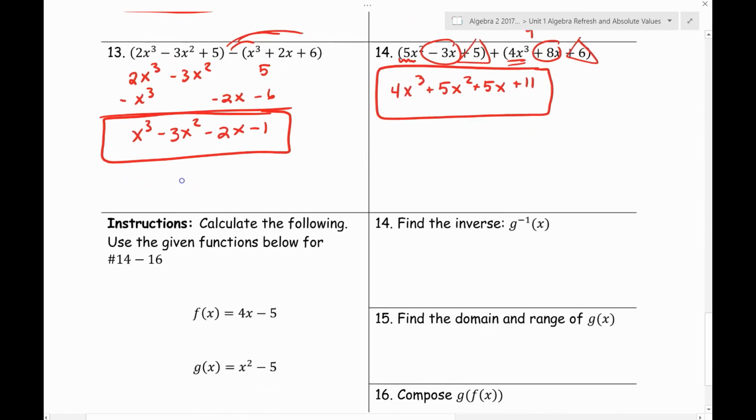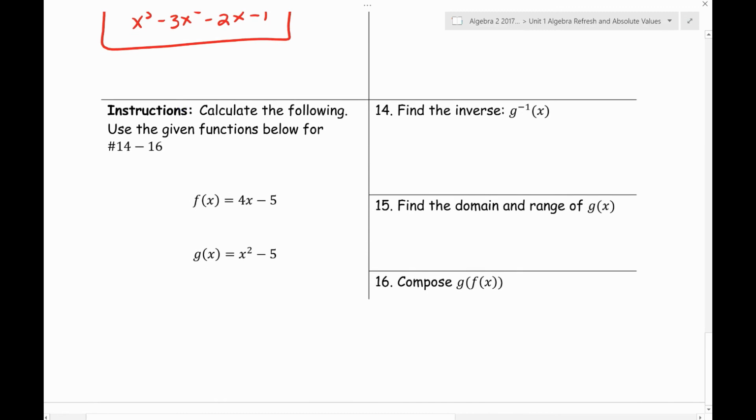Okay, we're down to the last few questions here. I've got to find the inverse of g, so I need to write this as y is equal to x squared minus 5. I reverse the x and the y, so this becomes x is equal to y squared minus 5, and I have to solve for y. So I add 5 to both sides, and I've got x plus 5 is equal to y squared. To get y by itself, I take the square root of both sides. And because I want it to be a function, I'm going to take the principal square root, and this gives me y is equal to the square root of x plus 5.